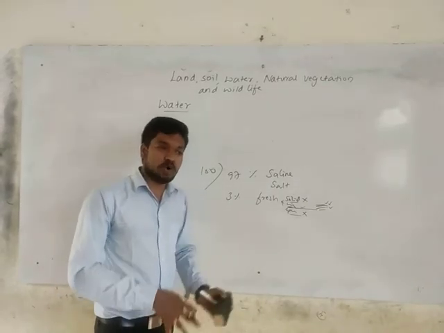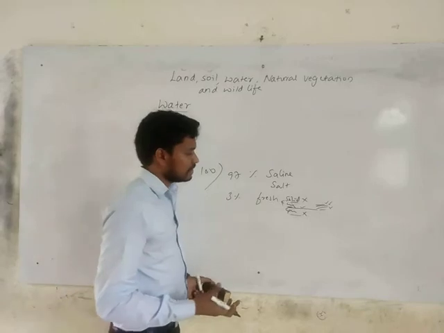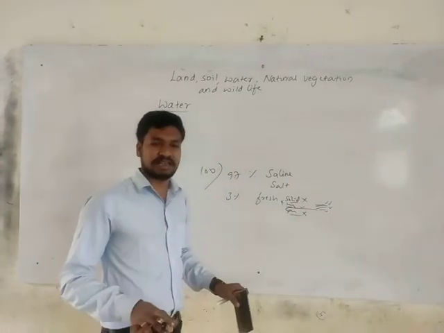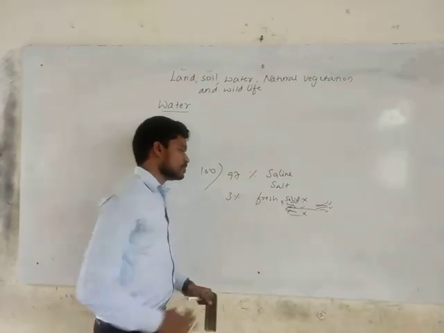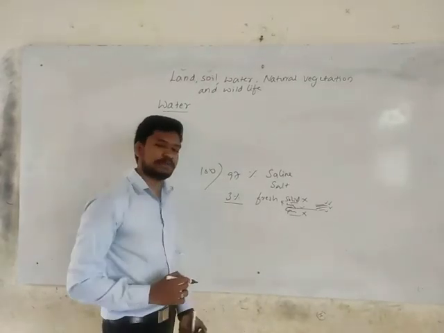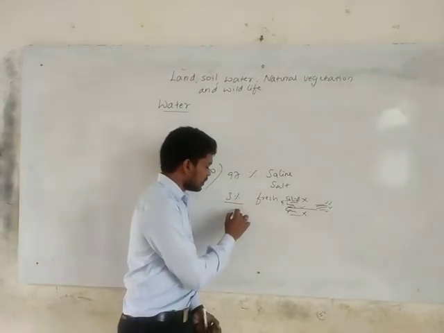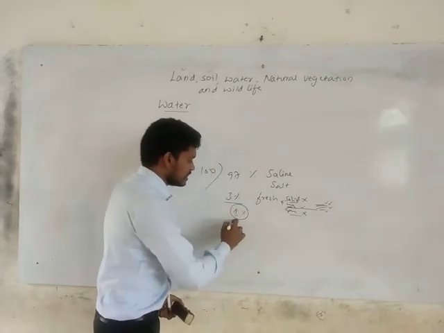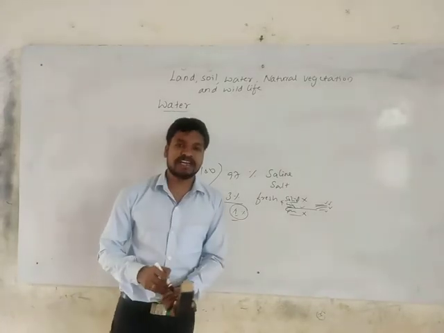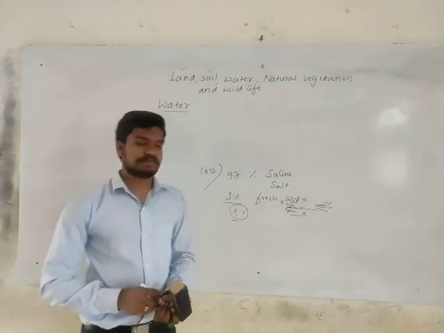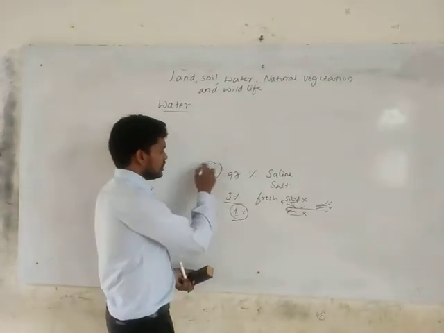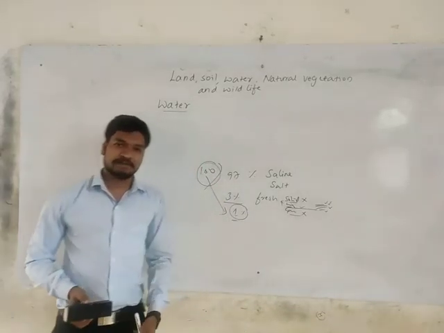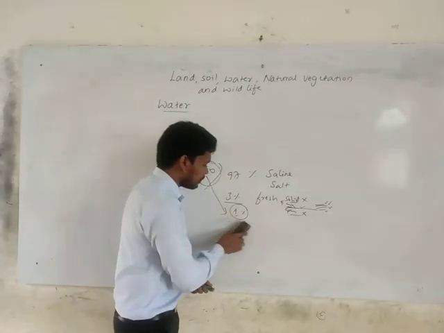Because of our over exploitation of water. Even the rainfall is contaminated with some gases and chemical things. Among these 3%, only approximately 1%, less than 1%, is available for drinking. Among 100%, only less than 1% is available for drinking. So that is the reason we are facing a problem.